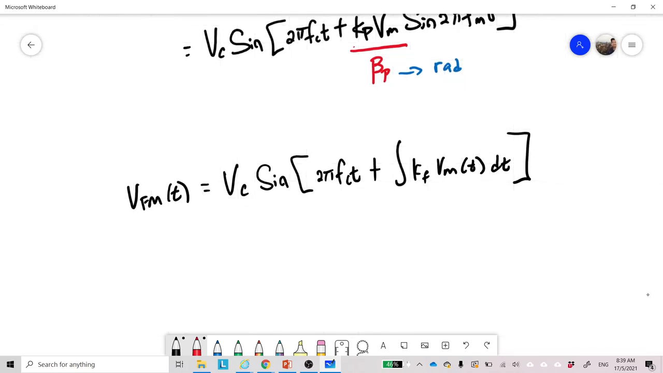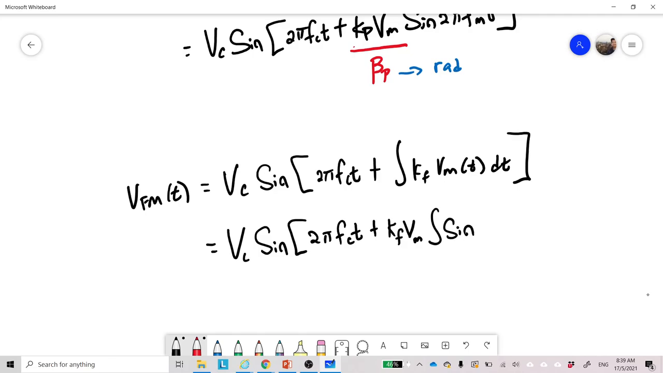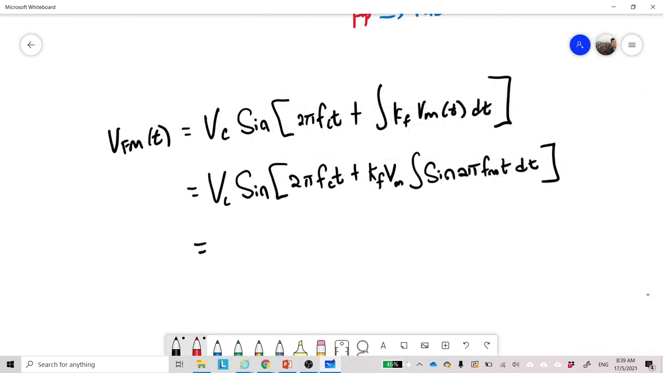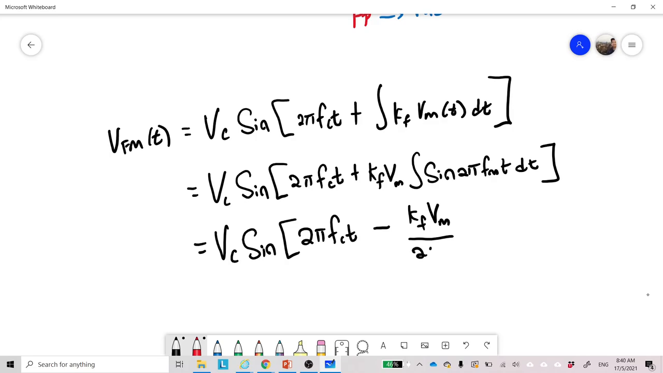Okay, so here this one becomes Vc sine in bracket 2 pi fct plus kf. So we can put kf outside because this is a constant parameter, and also the peak amplitude of Vm. So this is integral of sine 2 pi fmt dt. Okay, so you can do like this: Vc sine in bracket 2 pi fct. So integral of sine, you will get negative cos. Okay, so here will become kf Vm over 2 pi fm, cos 2 pi fmt.